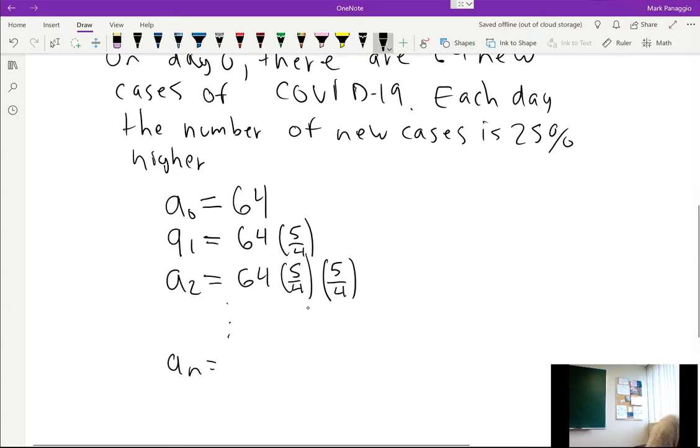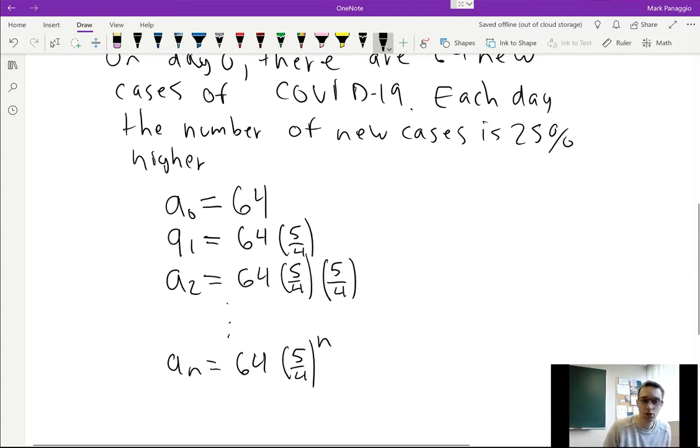And you can see that there's a nice little pattern there. The nth term is just going to be 64 multiplied by 5/4 raised to, well, on day 1 we had 1 factor of 5/4. On day 2 we had 2 factors of 5/4. So on day n it looks like we should have n factors of 5/4. Okay, so the number of new cases can be represented by a sequence, and you can ask lots of questions about that sequence, like, well, what is it approaching? How fast do its values grow? Another question you might want to ask is, what happens if I'm interested not in the number of new cases, but in the number of total cases?